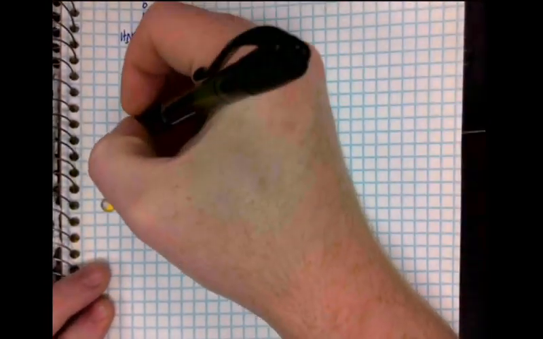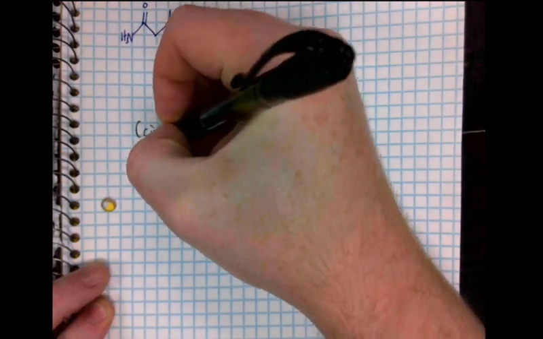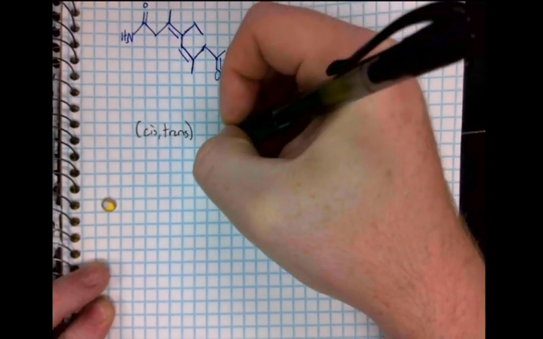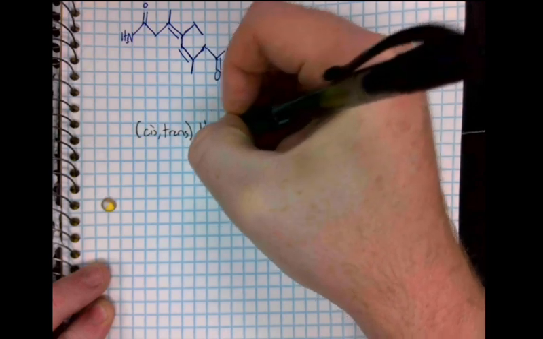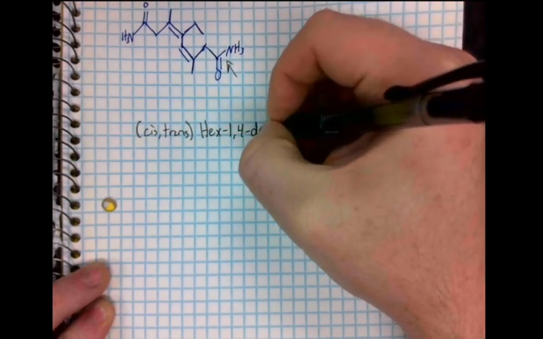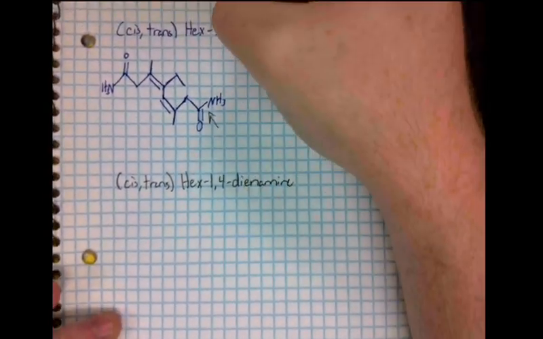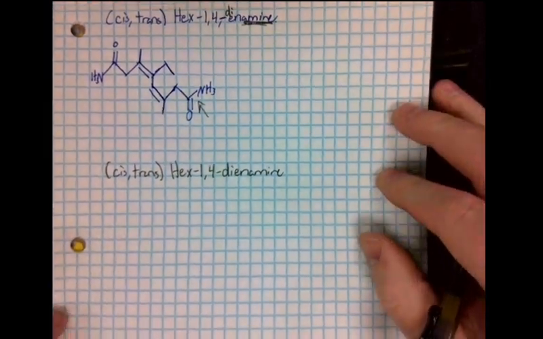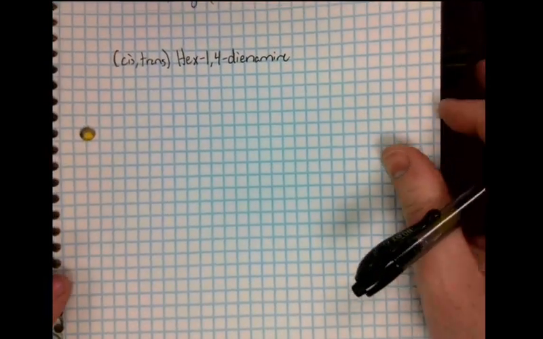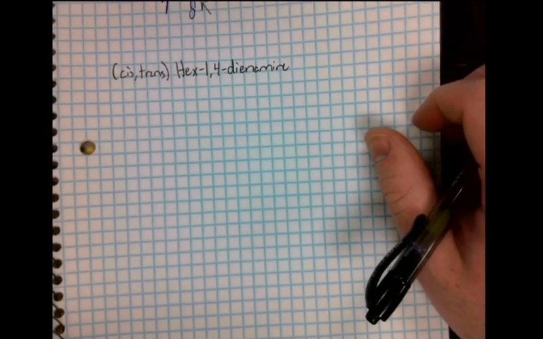So we're going to write this down here a second time just so it's a little more clear. So I'm going to do cis, trans, parentheses, hex, 1, 4, dienamine. I forgot the di up here. This should be di. So cis-trans, hex, 1, 4, dienamine, which is pretty fun to say, dienamine.